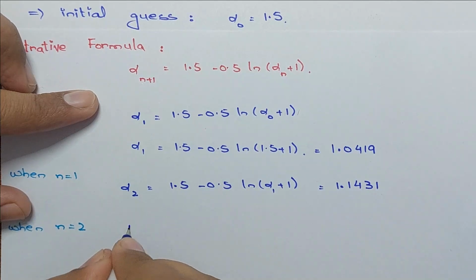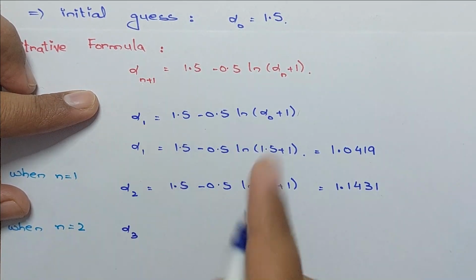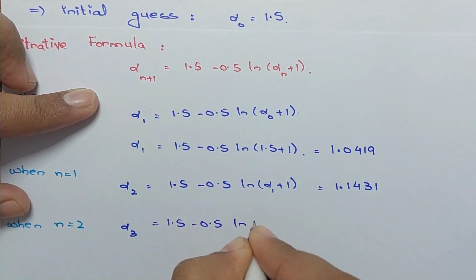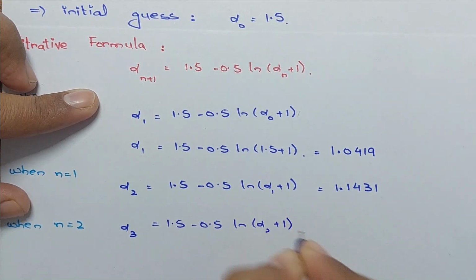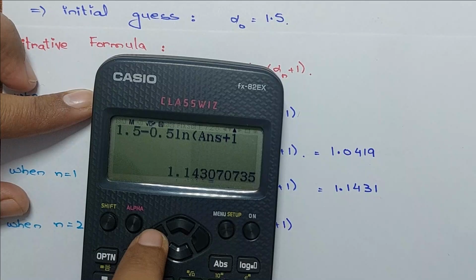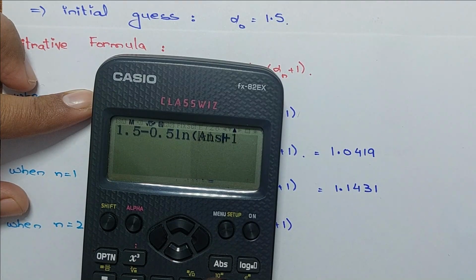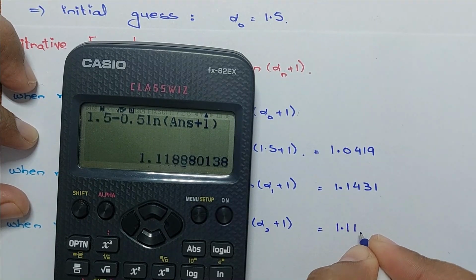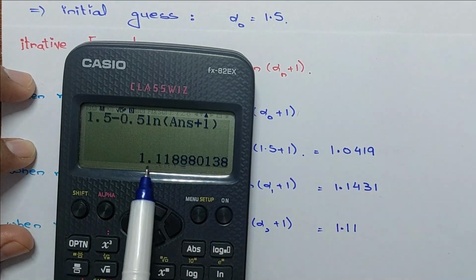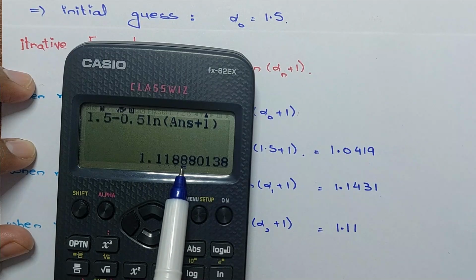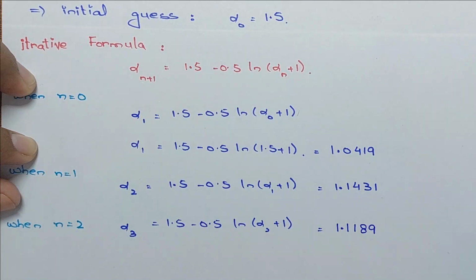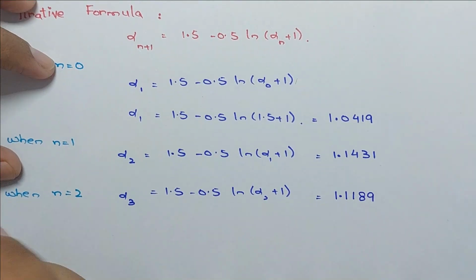Now the next, when n is equal to 2, we can figure out the next one, alpha 3. So this is 2 plus 1 is 3. 1.5 minus 0.5 ln of alpha 2 plus 1. This value is alpha 2, so replace it with the answer. This is 1.1188. If I round it to 5 significant figures, the 8 rounds to 9.